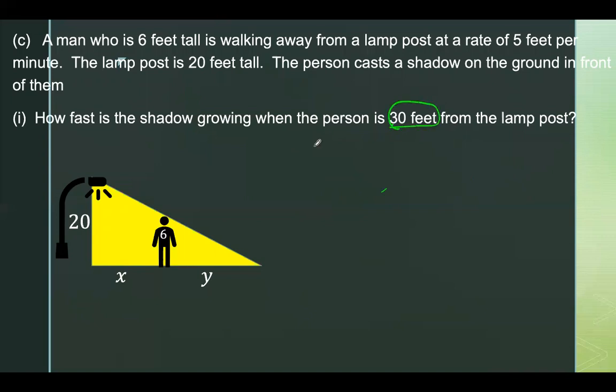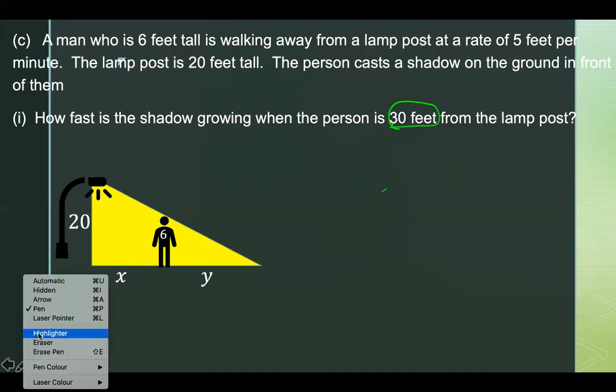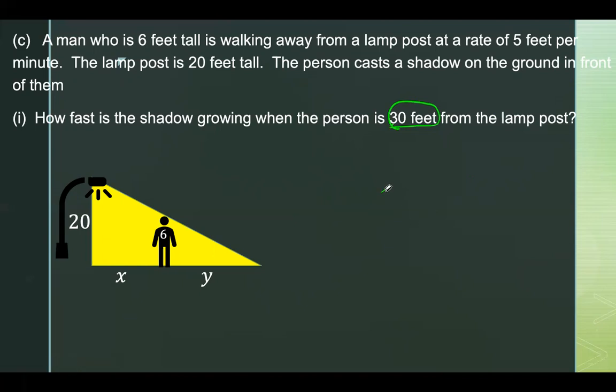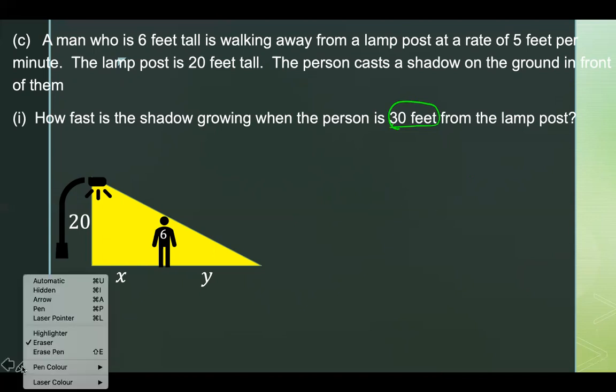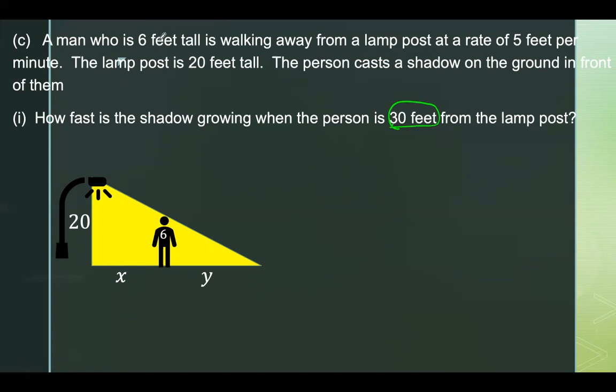All right, let's see. A man who is 6 feet tall. I'm using a US problem, but in the UK we would use meters. When you see feet, anything with feet, then it's a US problem. A man who is 6 feet tall is walking away from a lamppost at a rate of 5 feet per minute. The lamppost is 20 feet tall.